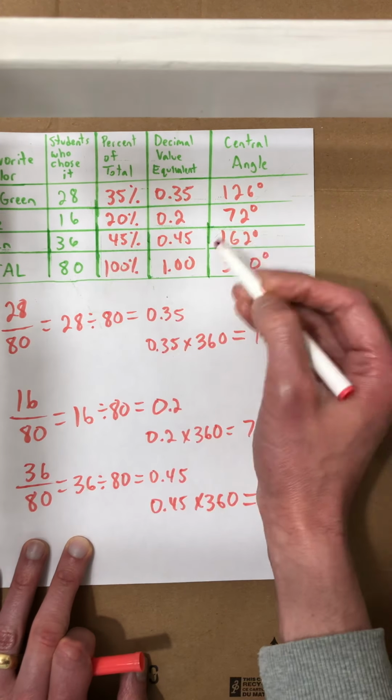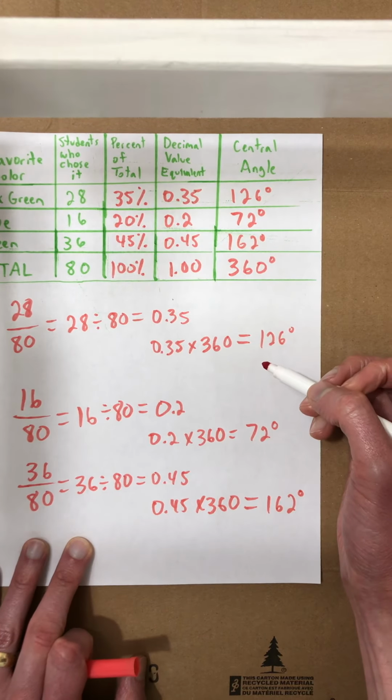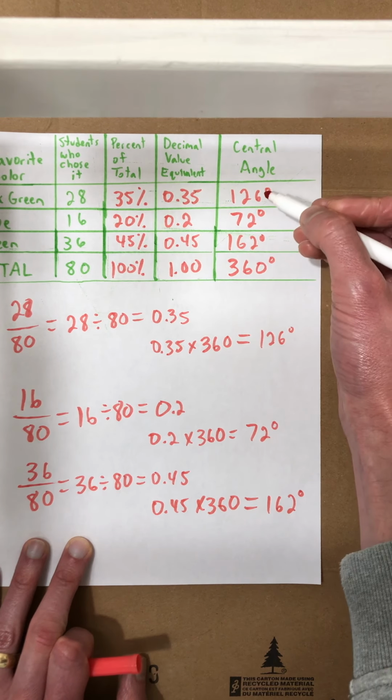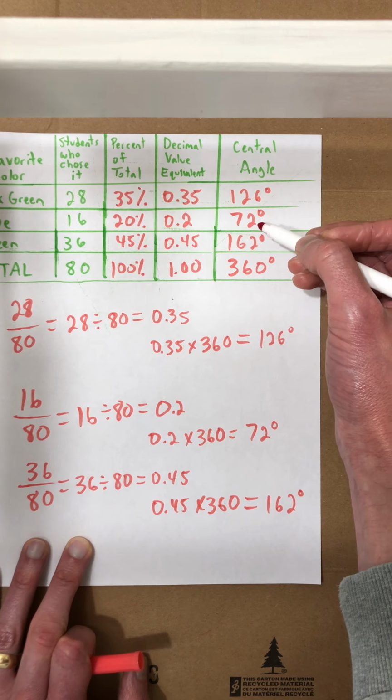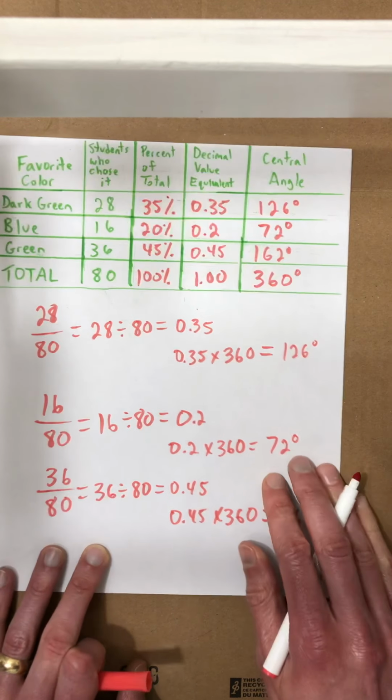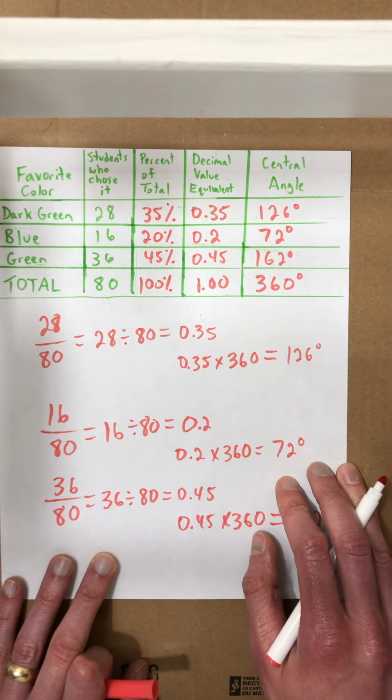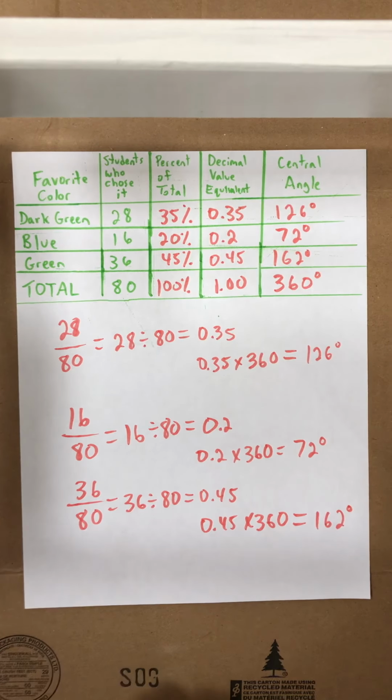Now I'm quite happy to see that this one is the biggest angle since it was the most popular one. So it should be the biggest inside angle on the circle graph. This one was the second most popular, so it is the second biggest, and this one was the least popular, so it's the smallest section. That is how we can fill in these kinds of charts, which we'll use to complete this part of our math unit.